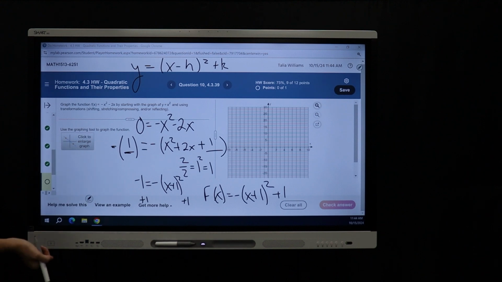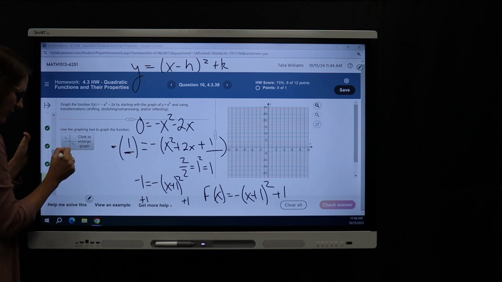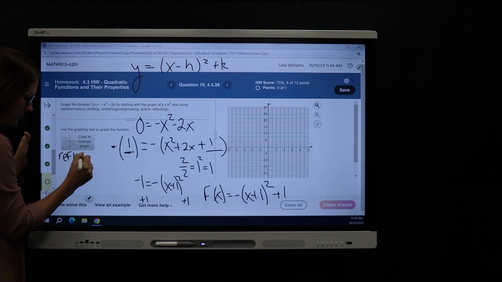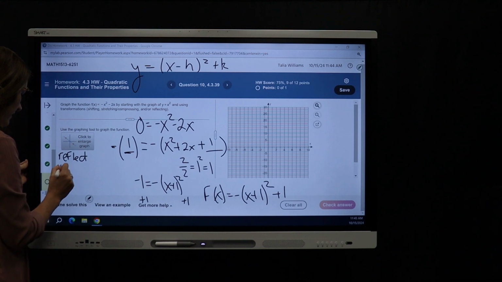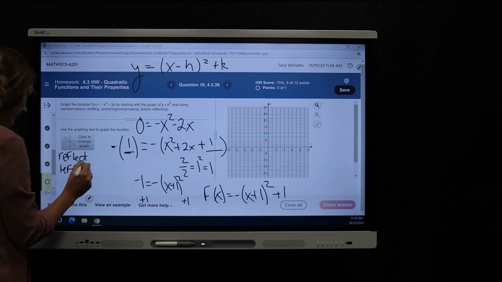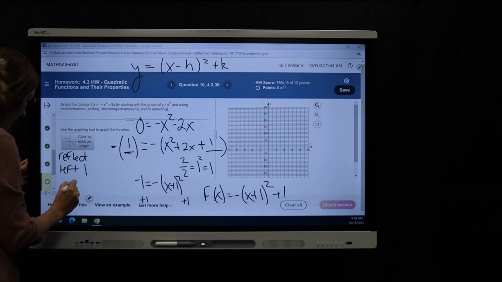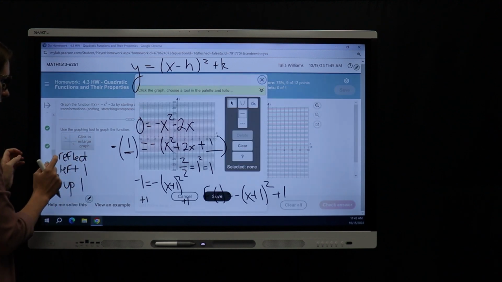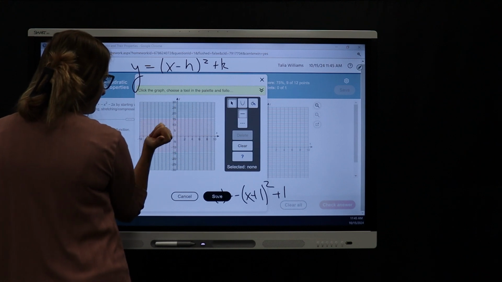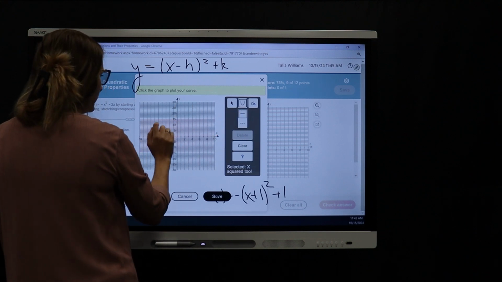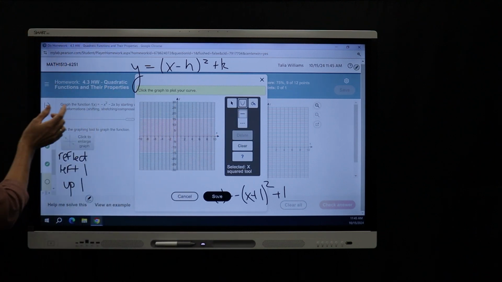But our changes to this graph is going to be a reflect. Then since it's plus 1, that's left. And then the plus 1 on the outside is up. That's one thing I don't like, having to erase the work to be able to do it.